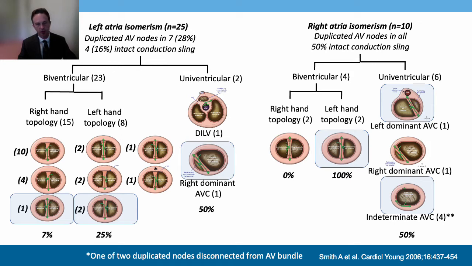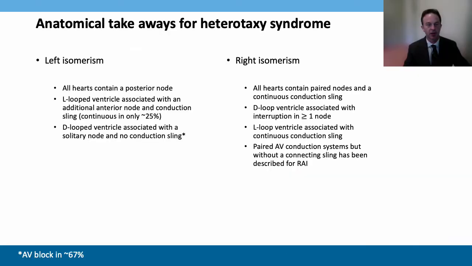And when we look in more detail, we find that those with biventricular connections and left-handed topology are really the ones that are most likely to have connecting slings, continuous conduction systems with conducting slings, as well as 50% of patients with single ventricle type anatomies. For right atrial isomerism, we find that left-handed topology is again associated with connecting slings, and 50% again of the single ventricle patients.